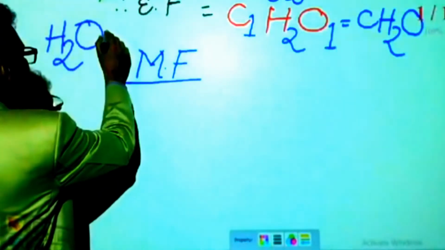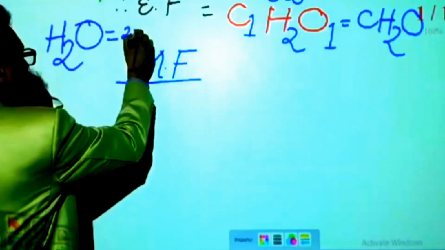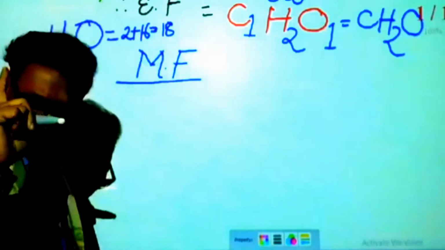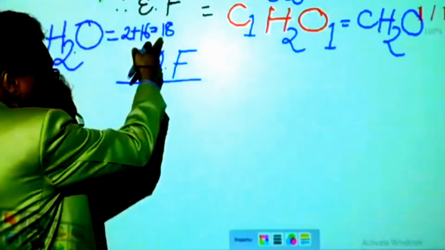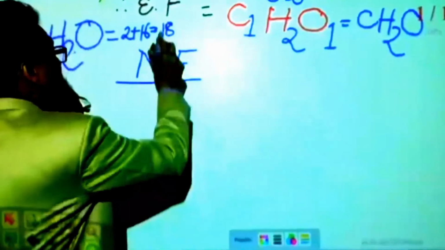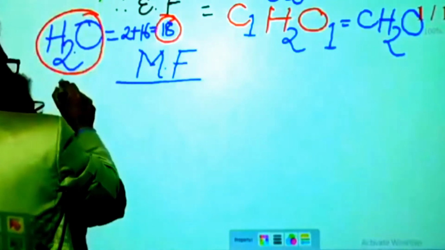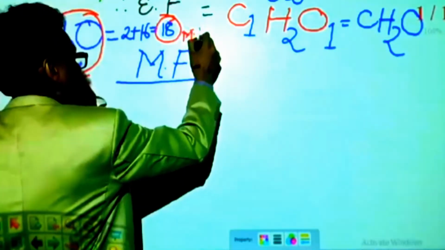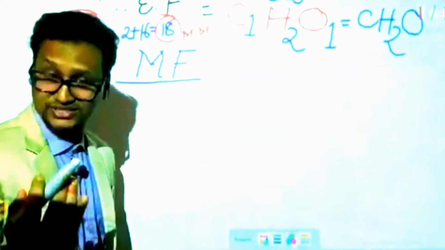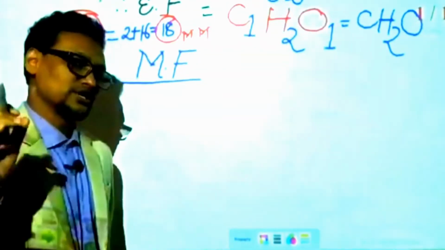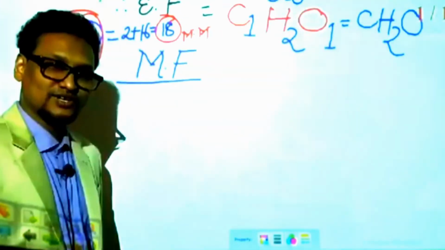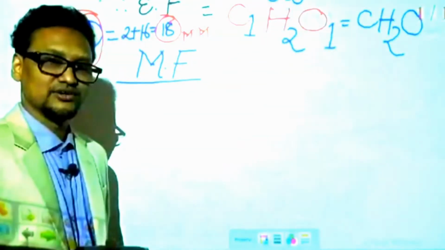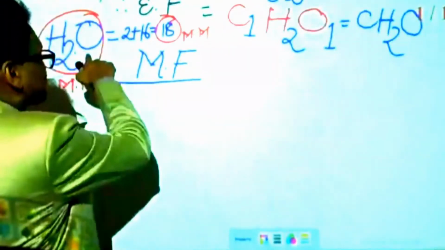Now, the mass of hydrogen 2 and the mass of oxygen 16, it will be 18. So you can understand easily, molecular formula equals molecular mass. This is the molecular formula of water and this is the molecular mass. So from the discussion, we can take the decision: molecular formula is equal to the molecular mass. We know that very well from class 9, from class 8 and from my discussion.